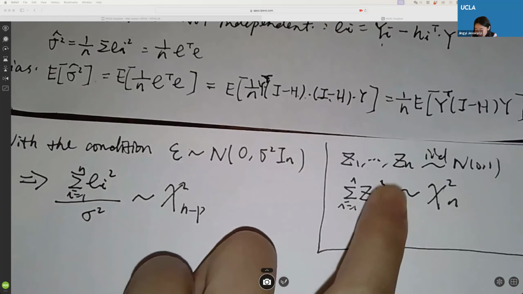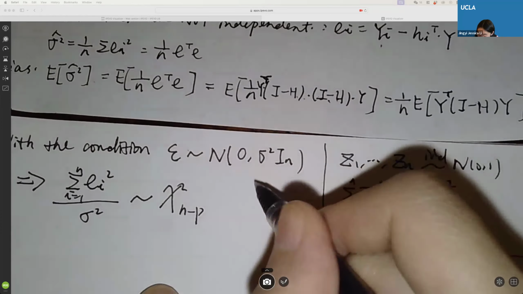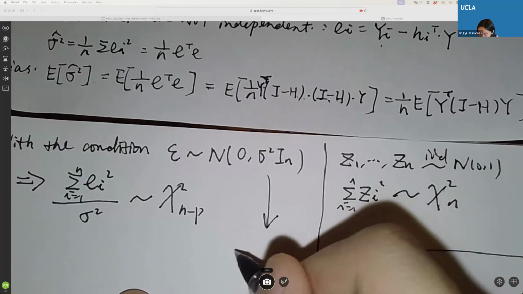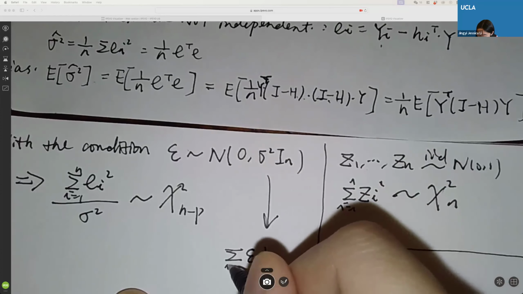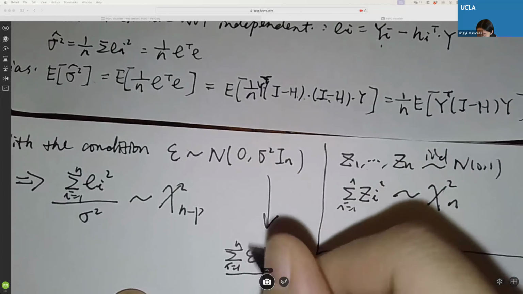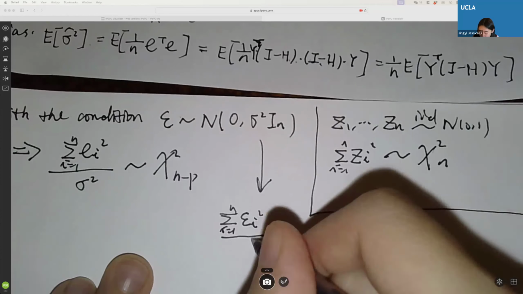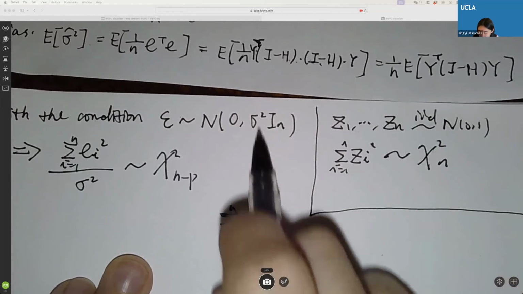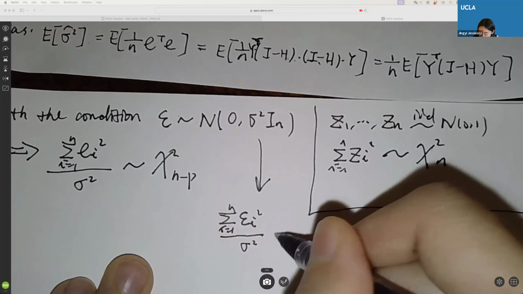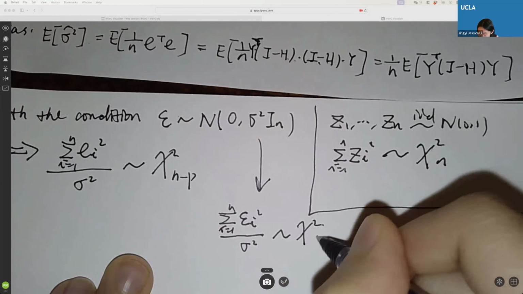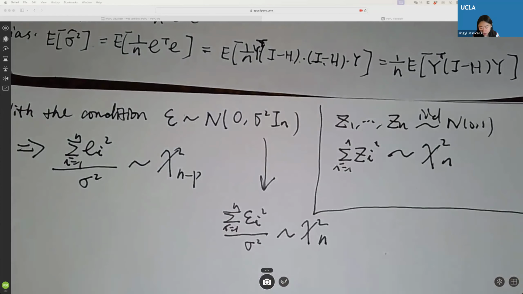Okay, and also based on this definition of chi-square, you can easily see that if I do the sum of epsilon_i squared, i from 1 to n, the random variables in my model, divided by sigma squared, this is just to standardize each epsilon_i to be a standard normal. That will follow a chi-square distribution with n degrees of freedom. So in this comparison, you can also see that the residuals are different from the error terms.